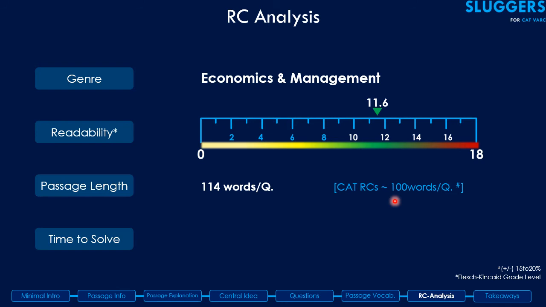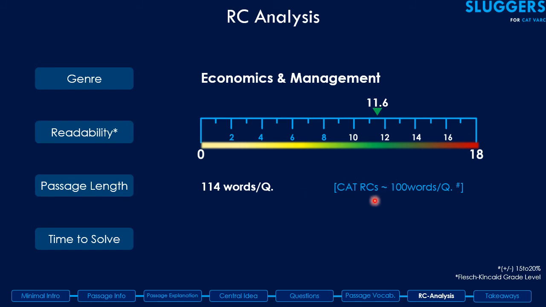Now, for CAT RCs in general, and especially if I stick to the recent CAT RCs in the last 5 years, or at max if I consider RCs of this millennium, up to the early 2000s, the average number of words to be read for every question to be answered in the CAT RC is around 100. That's generally the average. Please note there might often be a difference of plus minus 10 to 15 to 20%, but generally it averages around this, right?